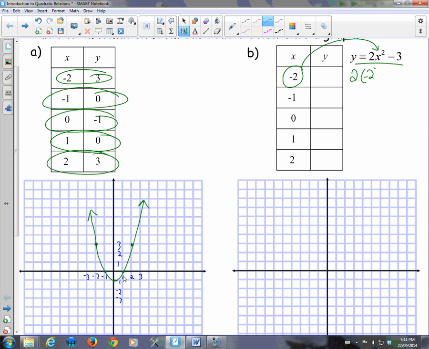So I have 2 times (-2) squared minus 3, and I'll get an answer. And (-2) squared is 4, times 2 would be 8, take away 3 gives me an answer of 5. And I do the same with the next x number. Take out the x and I put in the new x number. And I do brackets first, then the exponent: (-1) to the exponent 2 is 1, times 2 is 2, take away 3 is -1. And I keep going with each new x value, getting the answers.